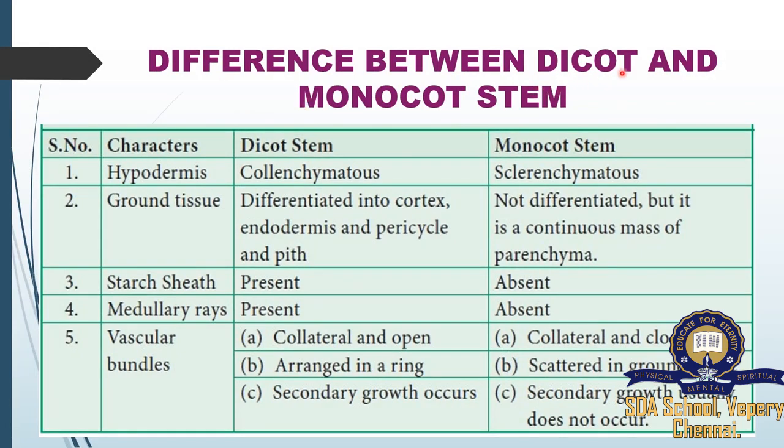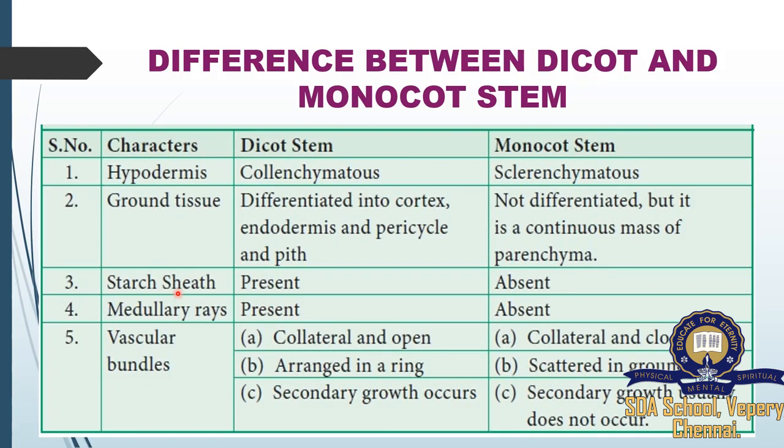A difference between dicot and monocot stem. Hypodermis: in a dicot stem, it is made by collenchymatous cells, but in the case of a monocot stem, the hypodermis is made by sclerenchymatous cells. Ground tissue: in a dicot stem the ground tissue is differentiated into cortex, endodermis and pericycle. But in a monocot stem, it is not differentiated; it is a continuous mass of parenchyma cells, with no separate parts of cortex, endodermis, pericycle and pith.